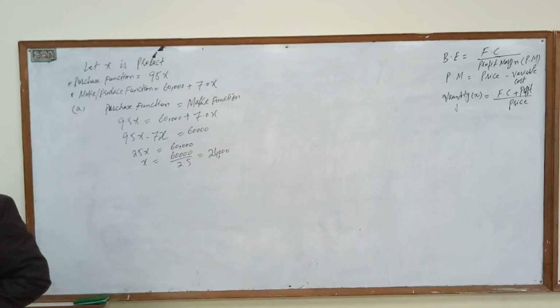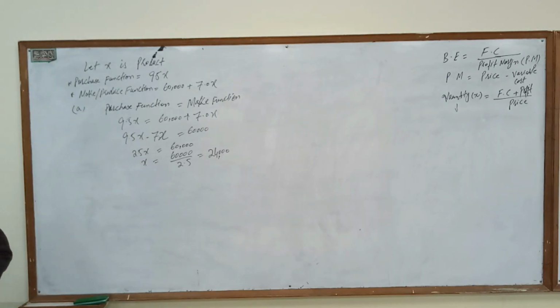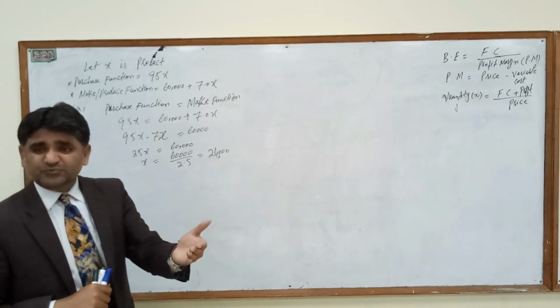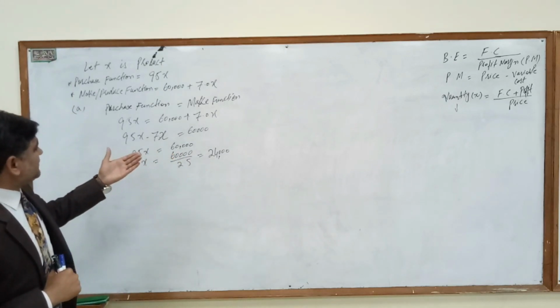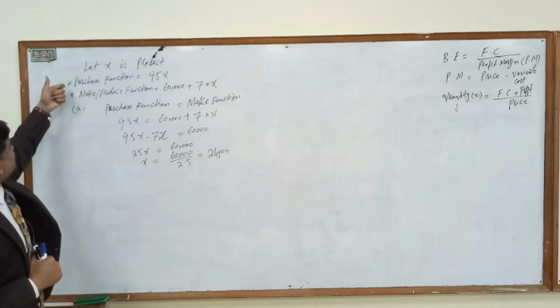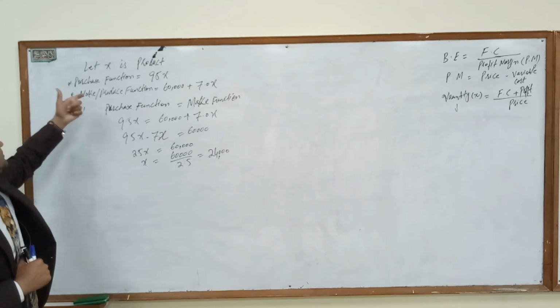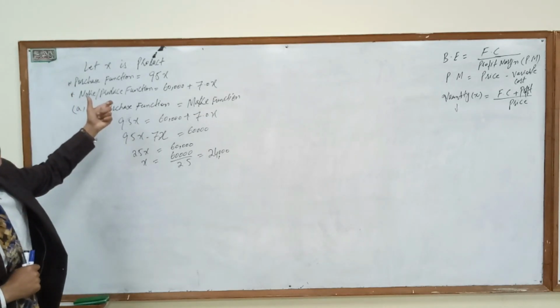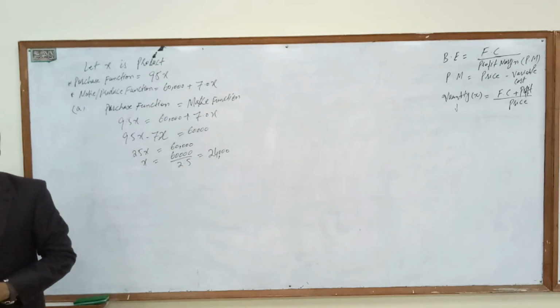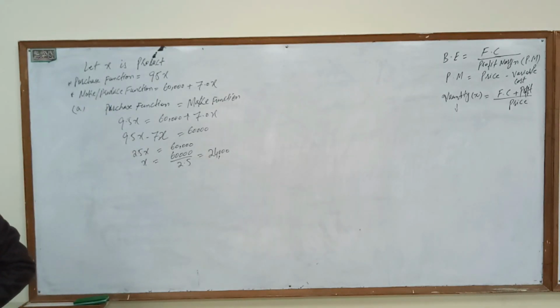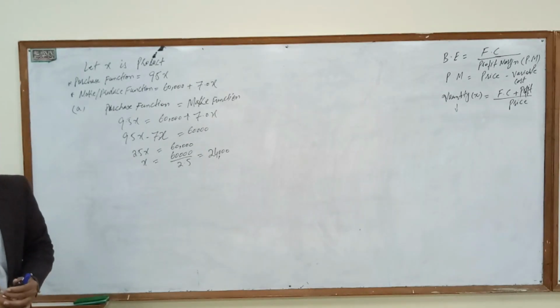What is part B? What is the minimum cost alternative if 15,000 units are required? Here we have a comparative analysis. How many units are required? 15,000. If 15,000 units are required, either the purchase option will be more viable for you, or the make or produce function will be feasible for the company. So part B, what is the minimum cost alternative if 15,000 units are required?